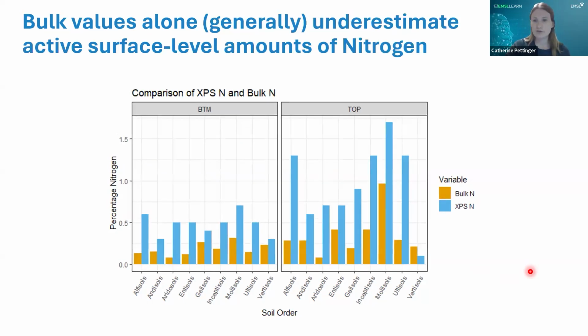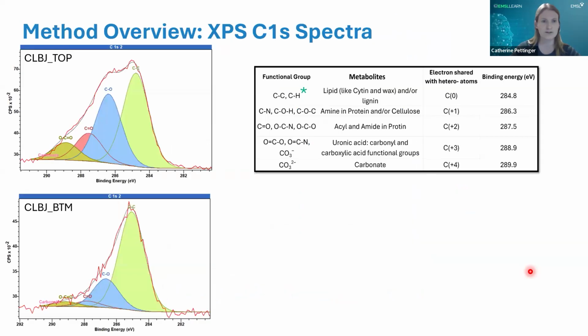And then we see that also for nitrogen for most of the soil orders. However, we do see, for example, the vertisols, there's a little bit more bulk nitrogen than what we saw in the XPS for that sample. But we're starting to get a good idea of how this might be influencing carbon nitrogen ratios at the surface that is active, compared to looking at carbon nitrogen ratios in the bulk, to better get a holistic picture of what's happening in each soil particle.